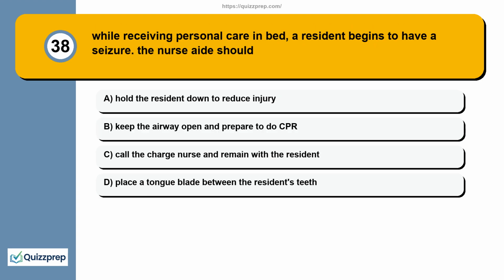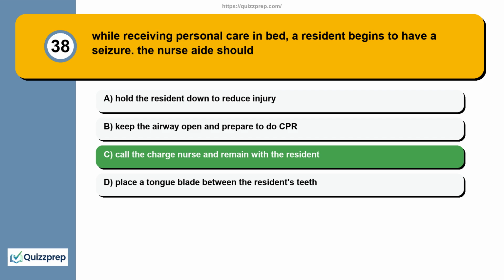Question 38. While receiving personal care in bed, a resident begins to have a seizure. The nurse aide should: Option A, hold the resident down to reduce injury. Option B, keep the airway open and prepare to do CPR. Option C, call the charge nurse and remain with the resident. Option D, place a tongue blade between the resident's teeth. The correct answer is option C, call the charge nurse and remain with the resident.